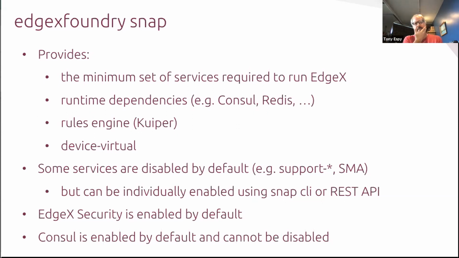And the final point I'll make is Consul is enabled by default and cannot be disabled. Now, for those of you that don't have a deep knowledge of EdgeX, Consul is used for two things within EdgeX. It's used as a service registry, so we know what services are running and how to talk to them. And it's also used as a store for configuration, so that services can save their configuration into Consul. And it's possible with Docker, or if you're running EdgeX natively, to run EdgeX in a mode where Consul isn't enabled. And we just made the decision that there's just so much more benefit running with Consul that it's always enabled. Next slide.